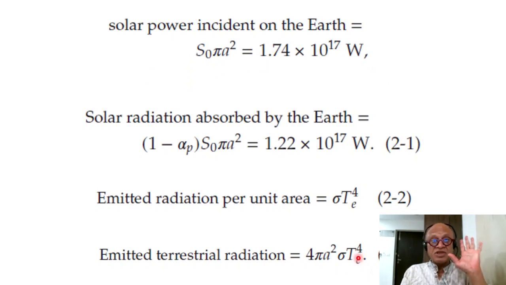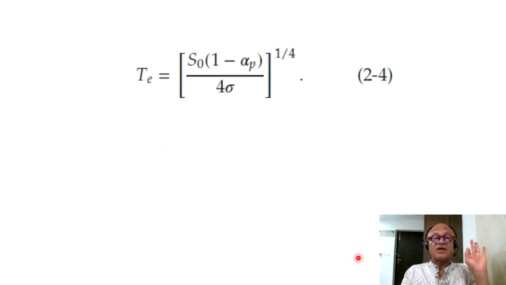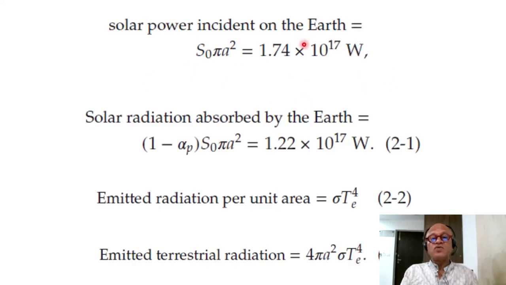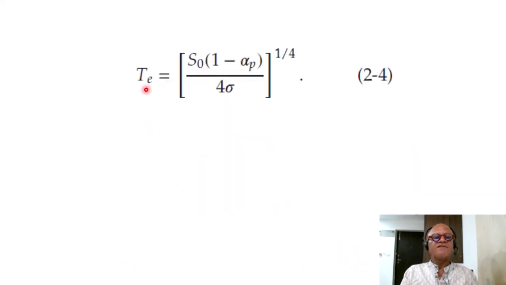This is a very simple thing. We haven't done anything yet. So you equate this to this, and you solve for TE. What do you get? You get the effective emission temperature, which is related to the solar flux per unit area, times one minus the albedo, divided by the Stefan-Boltzmann constant, all to the 1/4.